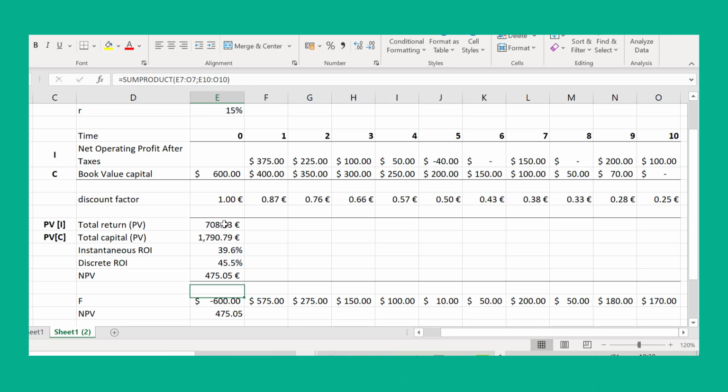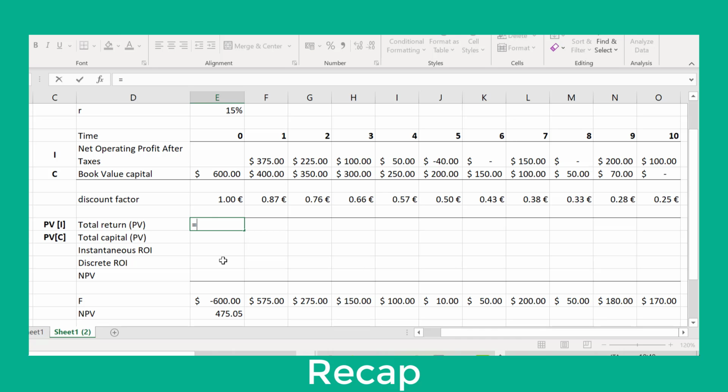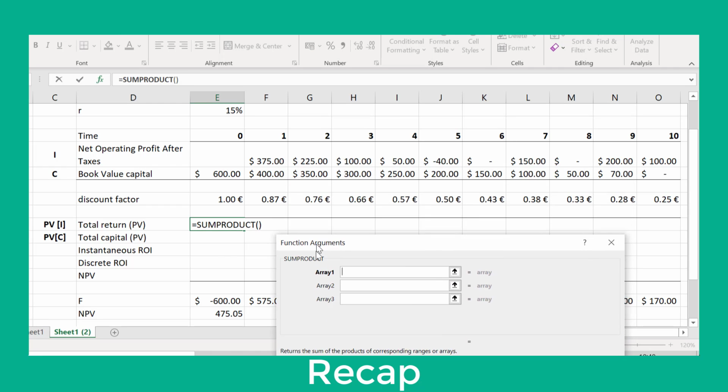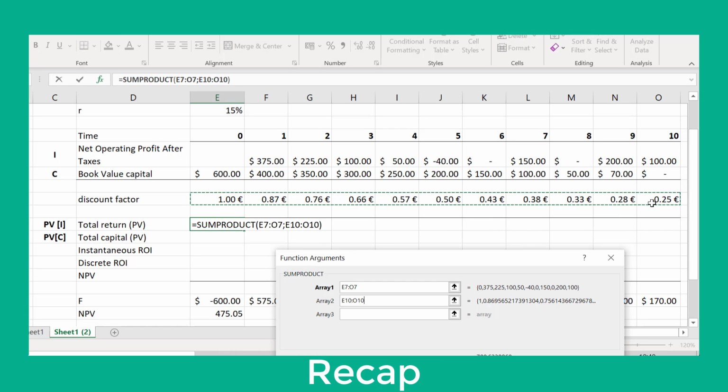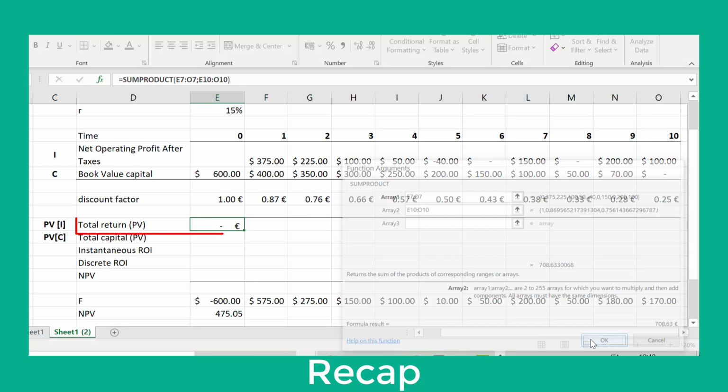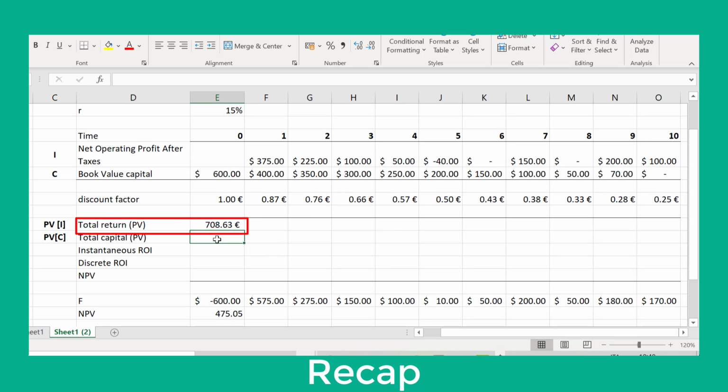Let us compute again the rate of return. It suffices to compute the total return and the total capital, divide total return by total capital in present value, and then multiply by 1 plus the cost of capital. So again, sum product, the incomes from 0 to 10. In array 2, the discount factors from 0 to 10. Okay, and we get the total return in present value.